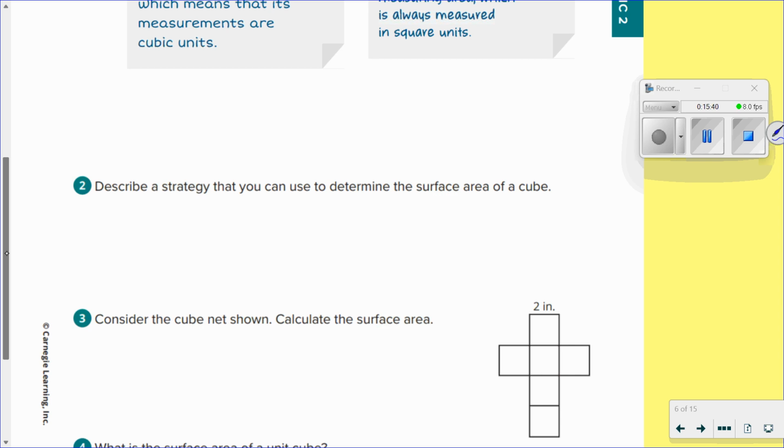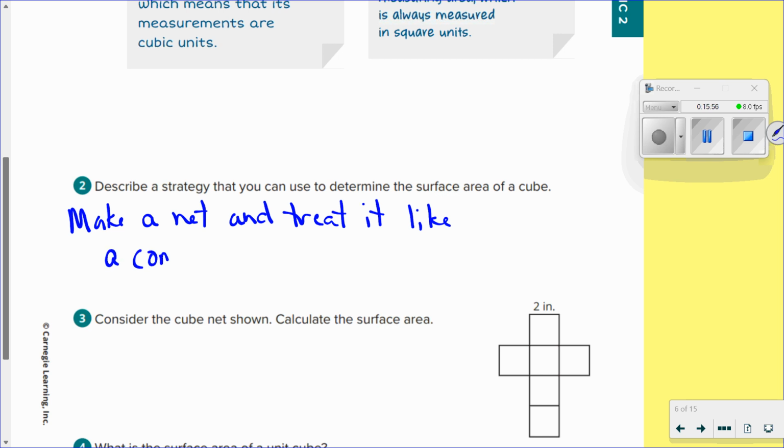Okay, so describe a strategy, guys. Listen up, please. Here's the biggest strategy. Make a net and treat it like a complex figure. So that's why we did the whole complex figure lesson before we did this. Because in order to find surface area, what you're going to do is you're going to put that away.